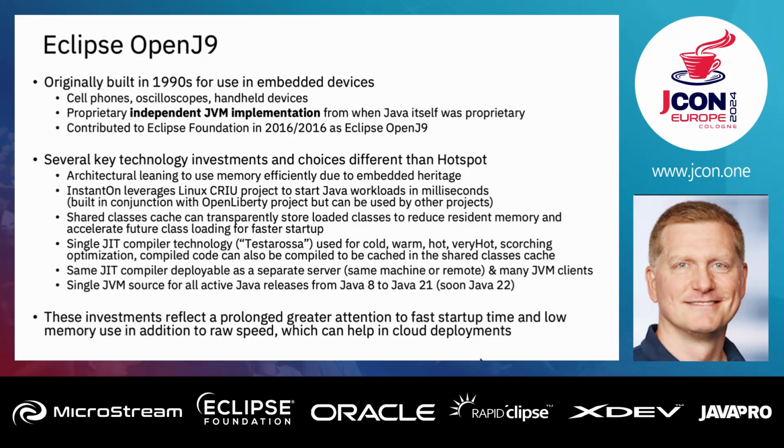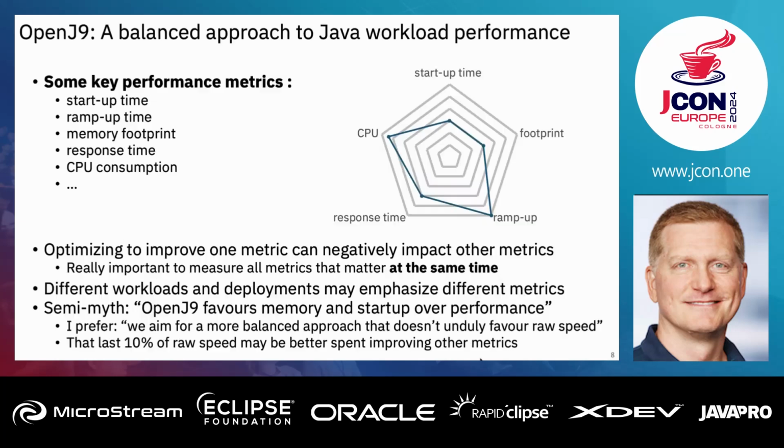And the other nice thing about OpenJ9 is it's a single JVM source across all JDK releases. So OpenJ9 releases continuously 6 times a year, and most of those releases, the 4 quarterly releases, release into all the active JDK levels at the same time. So JDK 8, 11, 17, 21, and we're about to release 22 in about a week or so. So it's been a great run with OpenJ9. It has a number of great advantages. This prolonged greater attention to startup and memory use has brought some different performance characteristics, and I wanted to talk about that a little bit.